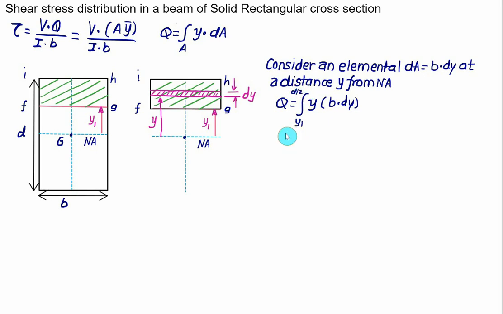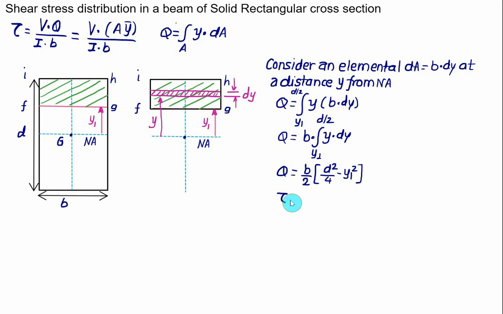So in this case we have Q is equal to, the width can be taken outside, so we have b into the integral of y into dy, and the lower limit is y1 and the upper limit is d by 2. The integral of y is y square by 2, so we'll get the value of Q equal to b divided by 2 multiplied by y square, which is d square divided by 4, minus y1 square. We know the value of Q, so we can calculate here the shear stress tau.